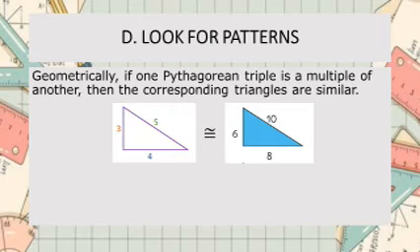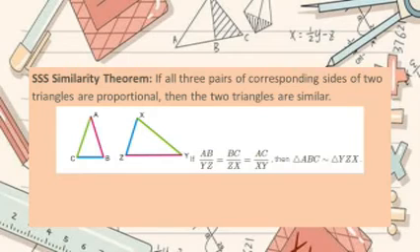So the pattern will be, if 3 pairs of corresponding sides of 2 triangles are proportional, then the two triangles are similar. For example, if EB over YZ equals BC over ZX equals EC over XY, then triangle EBC is similar to triangle YZX.